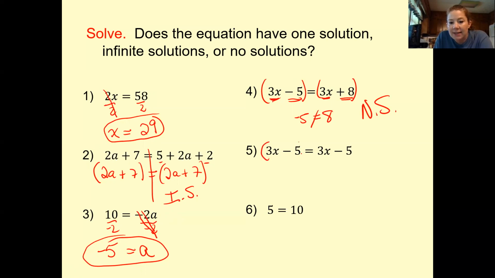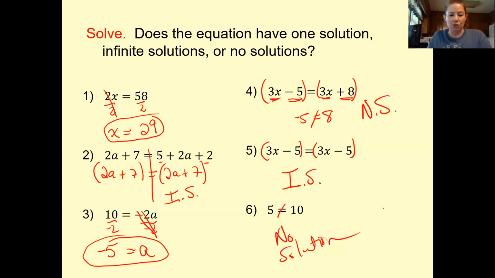All right, what about number 5? I noticed that these match exactly. Since they match exactly, I have an infinite number of solutions. And look at number 6. Does 5 equal 10? Is that ever true? No, that's not true. So the answer is no solution.